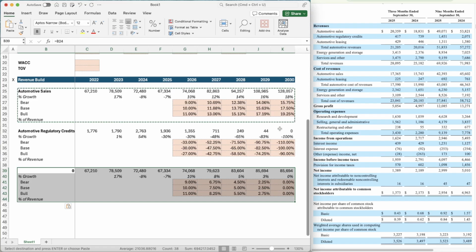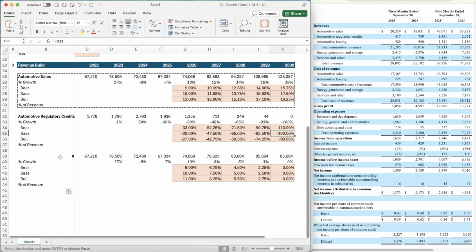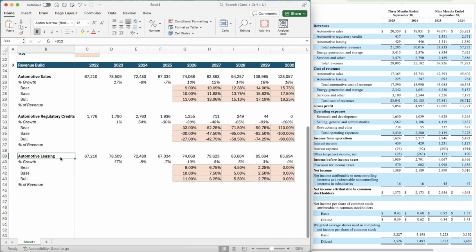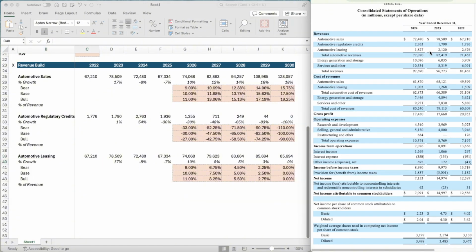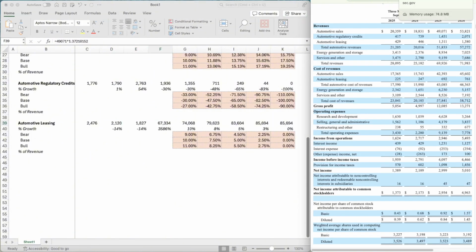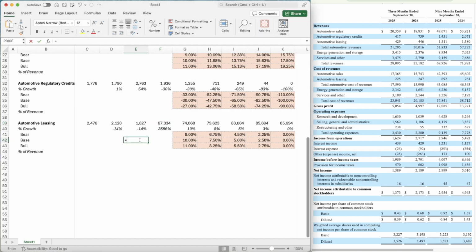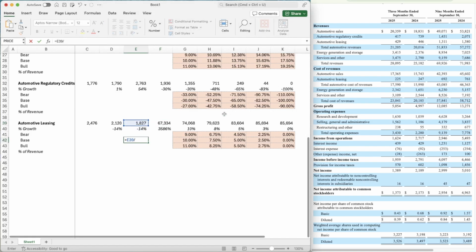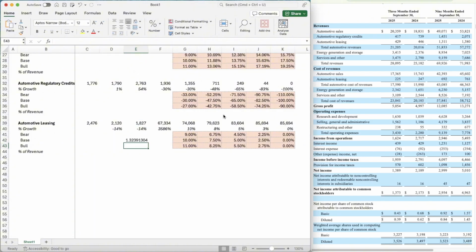We copy this. Yeah, that's fine. This is equals B12, automotive leasing. Come on back onto your 10K, 2476, 2120, 1827. Then for 2025, we can see that 1827 divided by 1380, 1311 multiplied by 1.32391304.